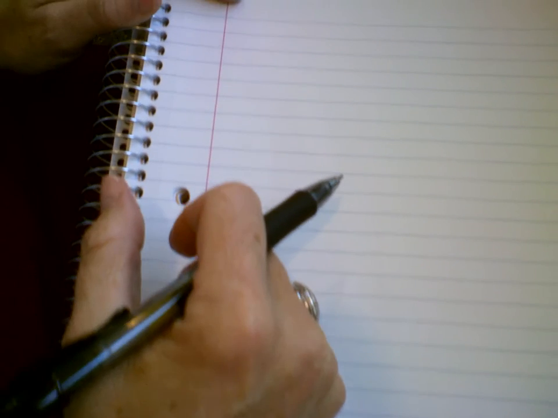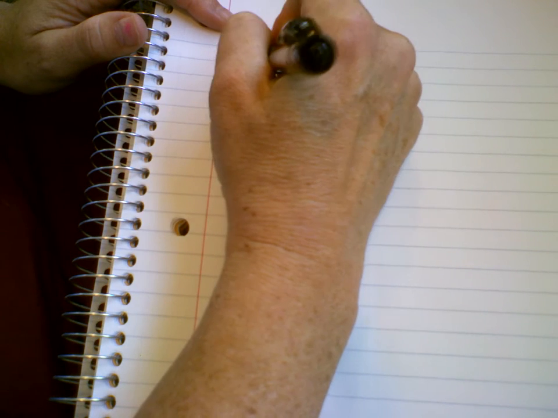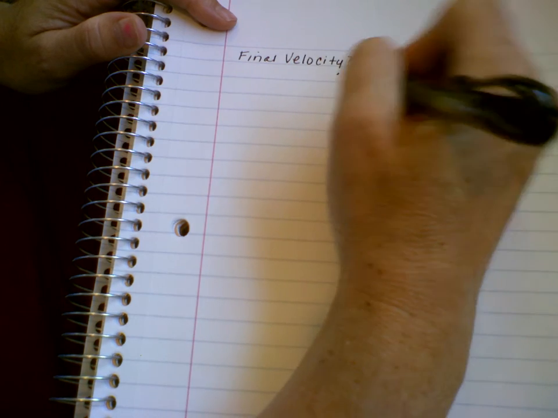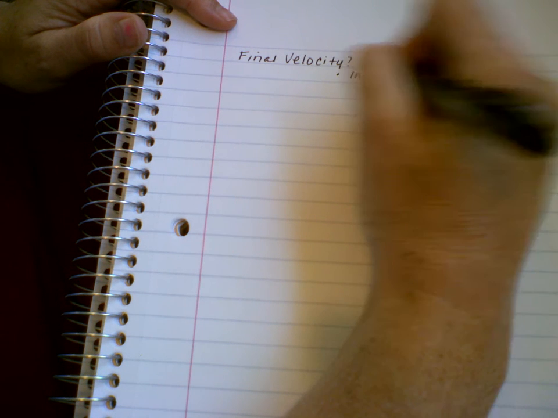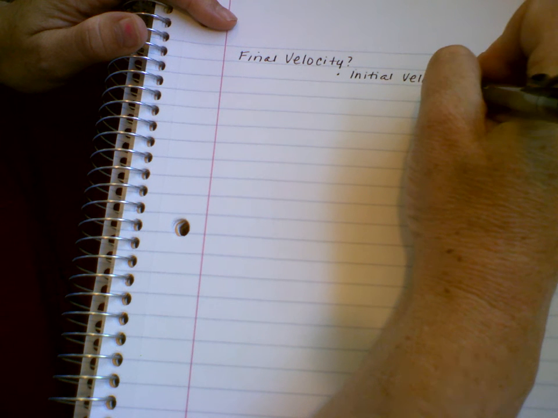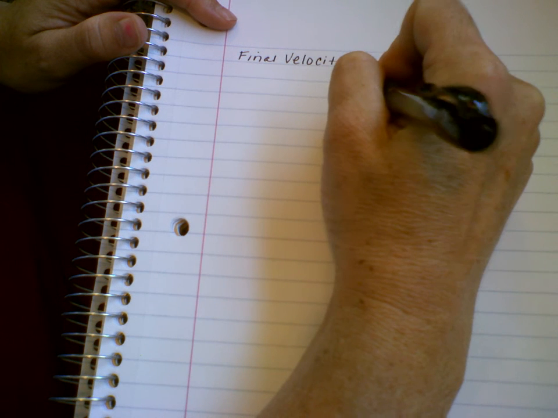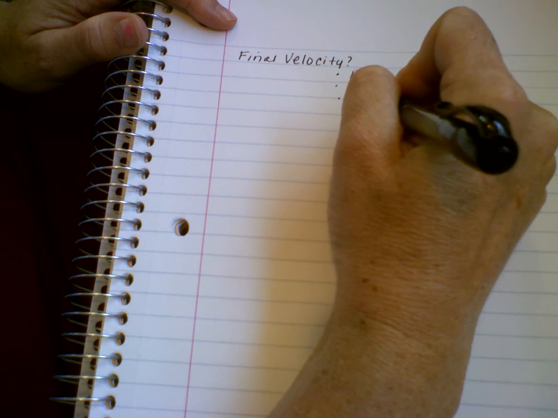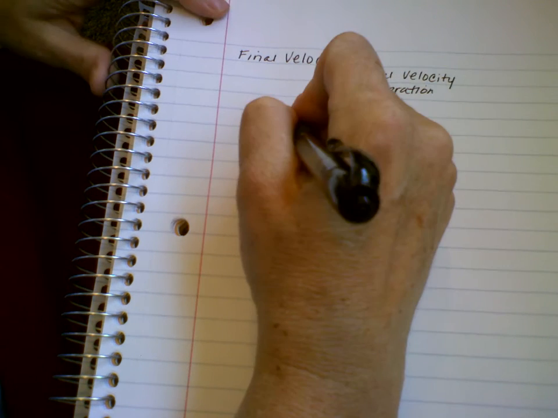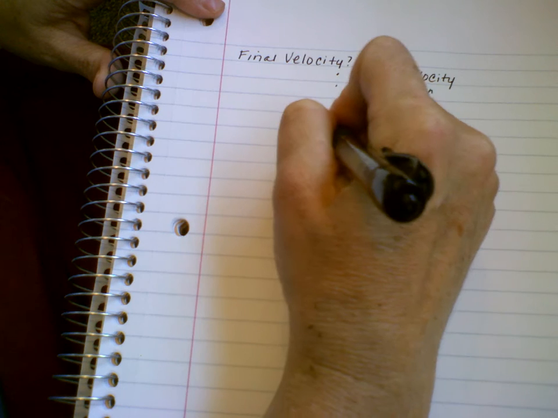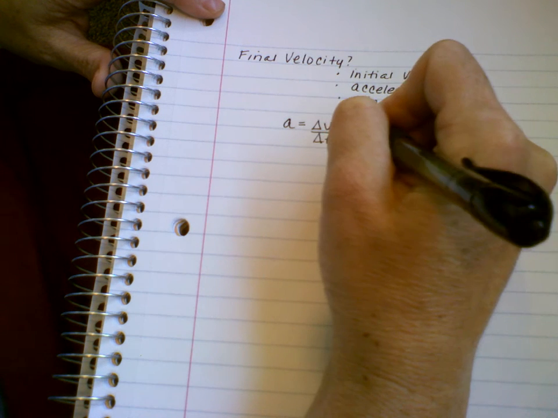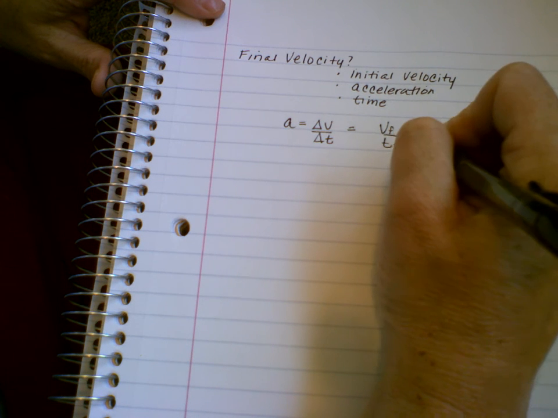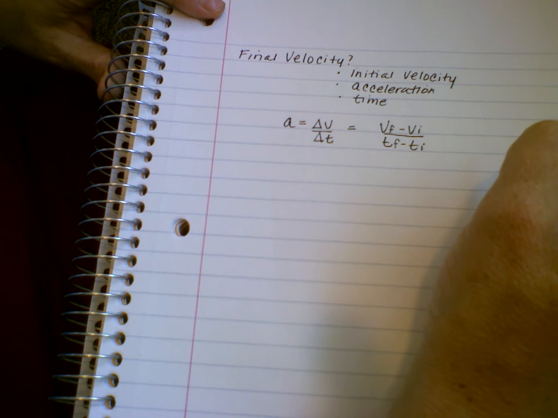This is another relationship. So final velocity, well, what's really important here? We need to know the initial velocity. We need to know the acceleration, the rate of acceleration. And we need to know how much time has passed. Those are all really key factors. Remember, acceleration is written as delta v over delta t. So that's another way of saying that is v sub f minus v sub i over t sub f minus t sub i. Whew. I don't know if you guys can hear that, but it's really windy today, right?